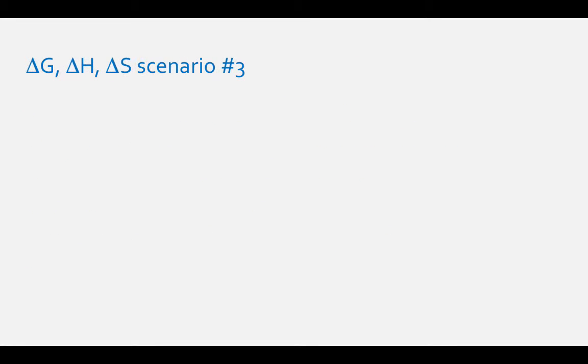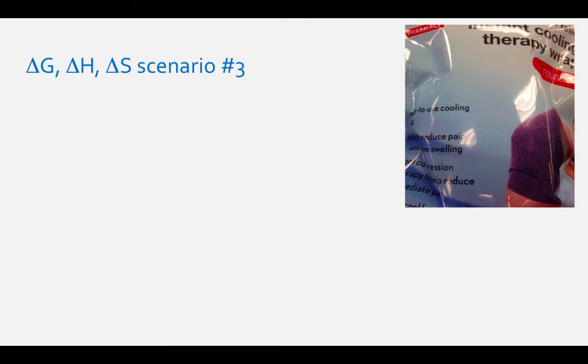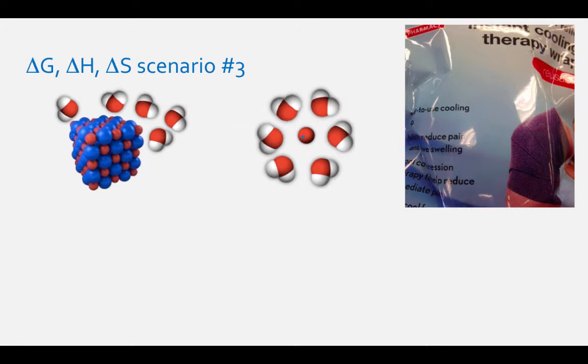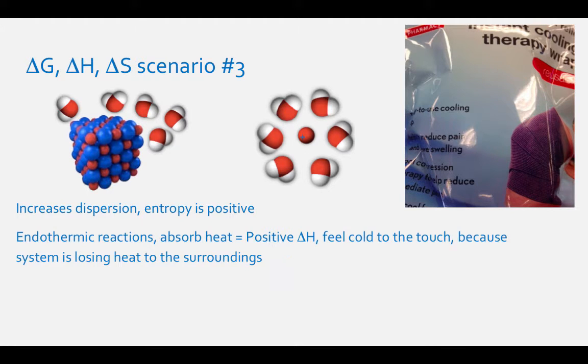Consider a chemical cold pack, which contains ammonium nitrate in a separate packet and some water. When you break the packet containing ammonium nitrate, the ions of ammonium nitrate are mixed with the water, which increases the dispersion of the system and means that the entropy is positive. But we said it was a cold pack.